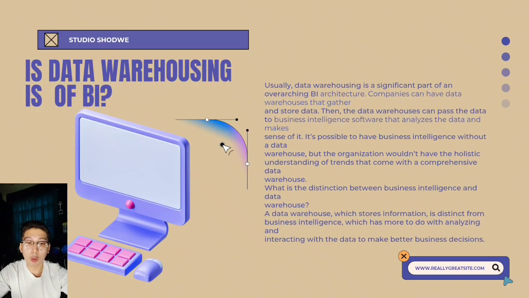Data warehousing part of business intelligence. Usually, data warehousing is a significant part of an overarching business intelligence architecture. Companies can have data warehouses that gather and store data. Then, the data warehouses can pass the data to business intelligence software that analyzes the data, makes sense of it. It's possible to have a business intelligence without a data warehouse, but the organizations would not have a holistic understanding of trends that come with a comprehensive data warehouse.